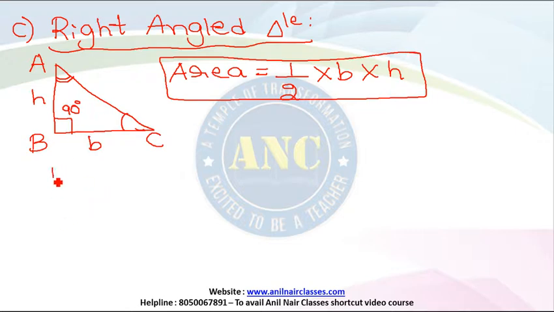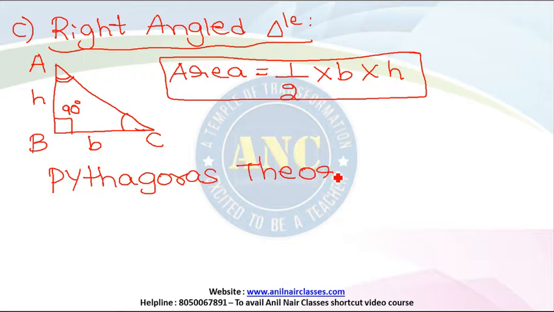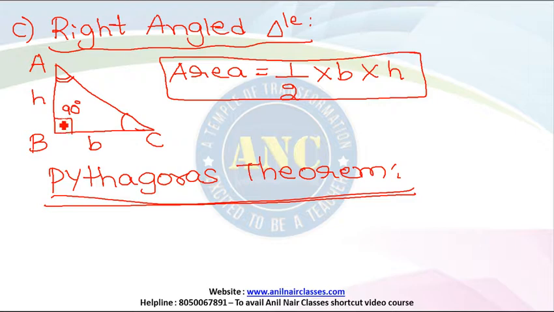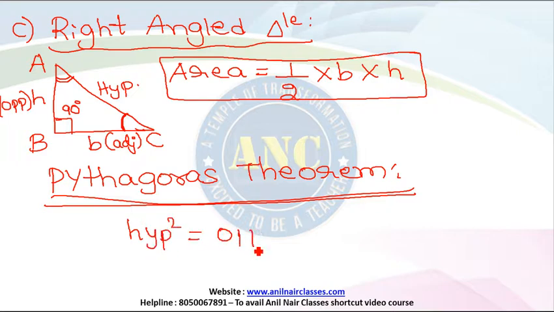And the Pythagoras theorem is applicable only for right angled triangles. What is the Pythagoras theorem? Opposite to 90 degrees is the hypotenuse. This is your hypotenuse. Opposite to 90 is hypotenuse. Opposite to angle C is the opposite side. Adjacent to angle C is the adjacent side. That means the Pythagoras theorem says that hypotenuse square is equal to opposite square plus adjacent square.